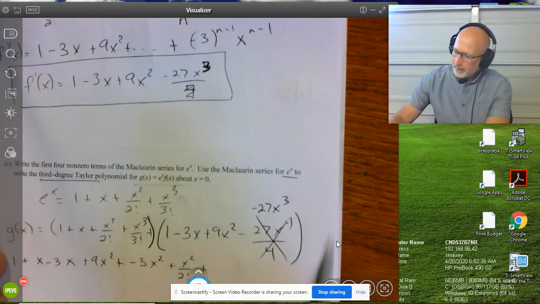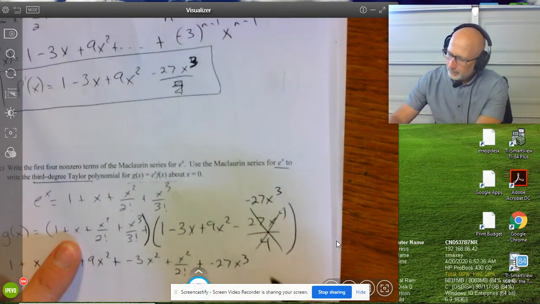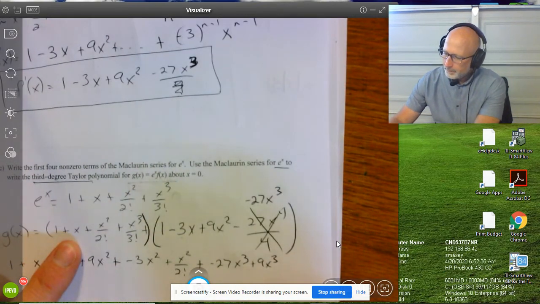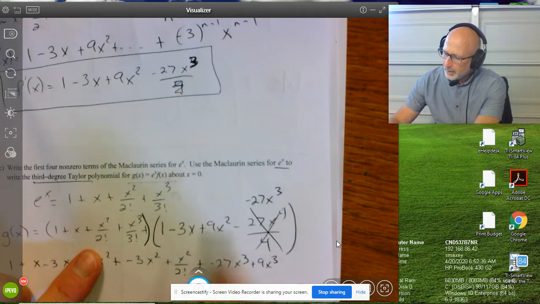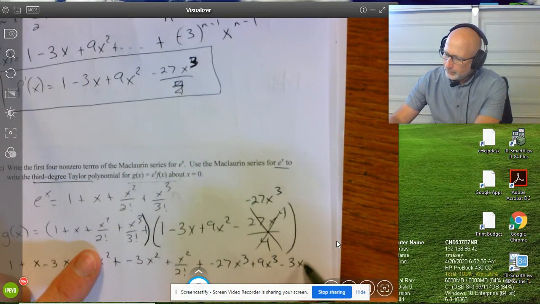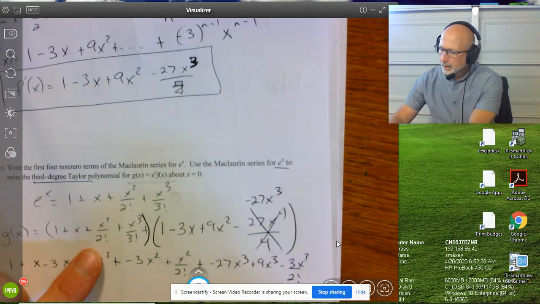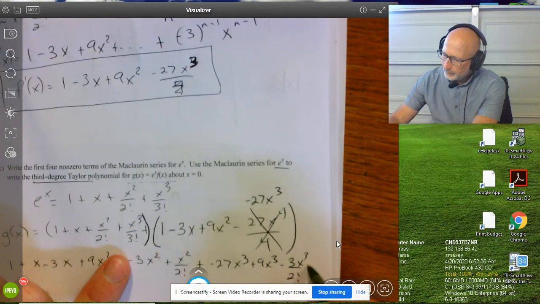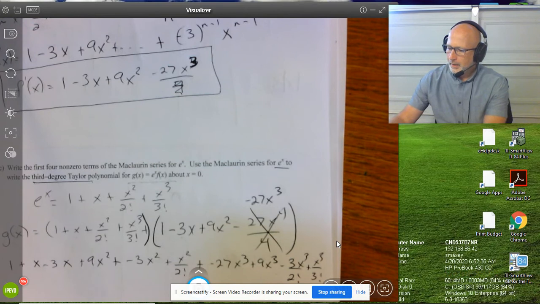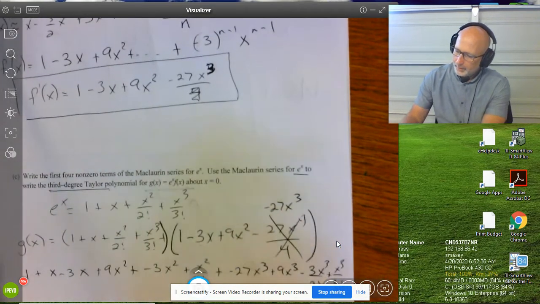I'm going to take 1 times that, so minus 27x cubed. x times the x squared, so plus 9x cubed. x squared times the x, so minus 3x cubed all over 2 factorial. And then that times the 1, so plus x cubed all over 3 factorial. Basically we can be done, we don't need to go any further, but let's clean it up anyway.